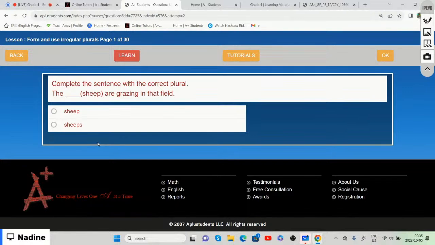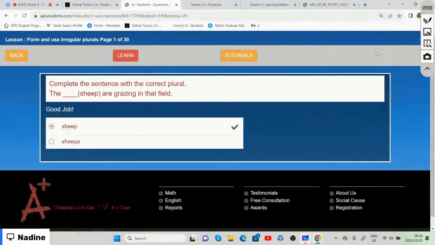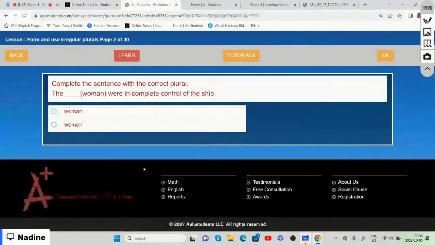One sheep, more than one sheep or sheeps. All right, so if we were to select the correct plural, right, and then we will say sheep, it stays the same. So one sheep or more than one will still be sheep, right? We said sheep and sheep, the singular as well as the plural of sheep stays the same. So well done. Sheep is correct.